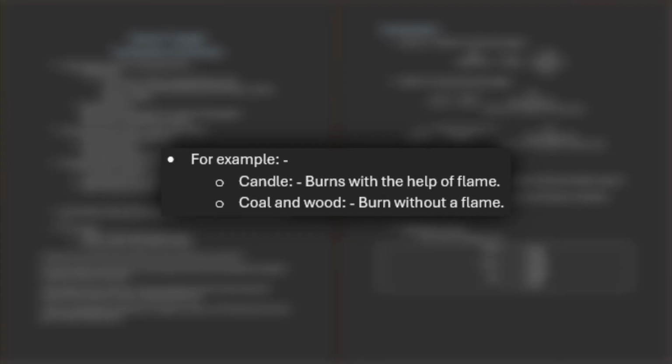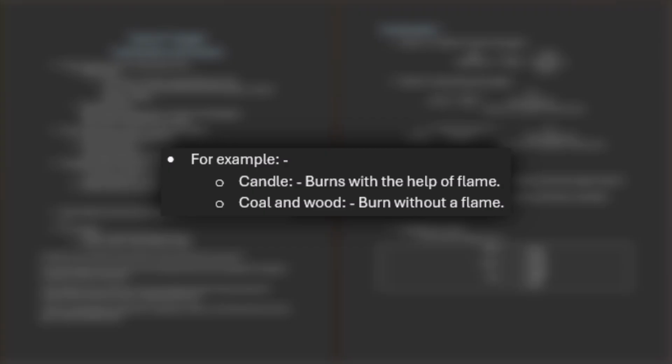Some objects can burn with the help of flame and some can still burn without it. The things that burn with flame are, for example, a candle. It burns with the help of flame because it first absorbs the liquid wax and gets vaporized and then burns. That is why flame is necessary for a candle. And coal and wood burn without flame. They don't need flame for burning purposes, they burn by themselves.